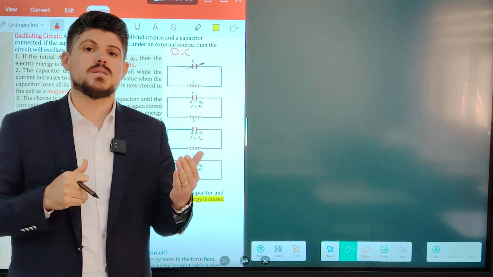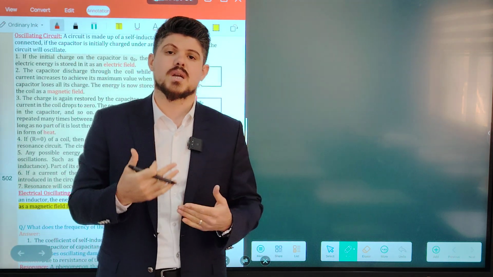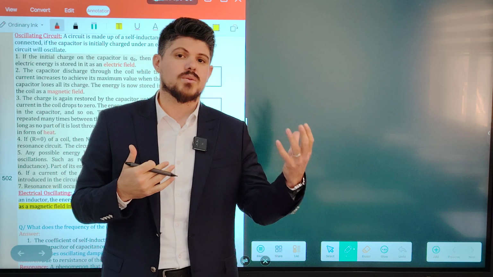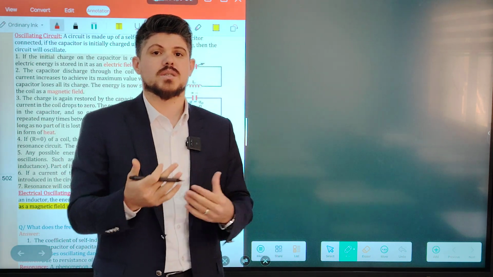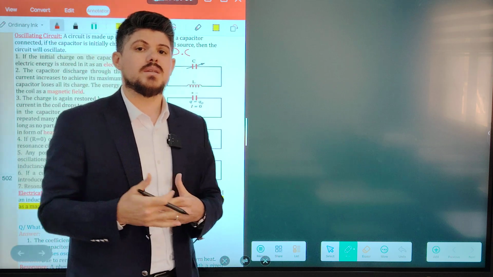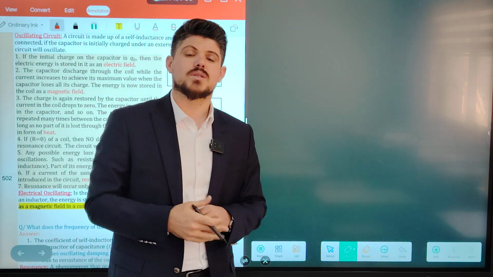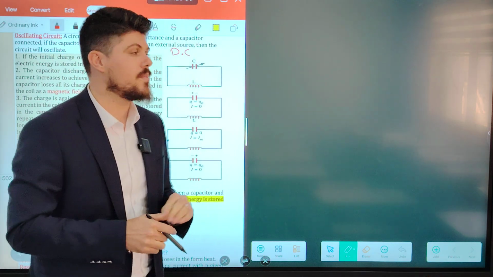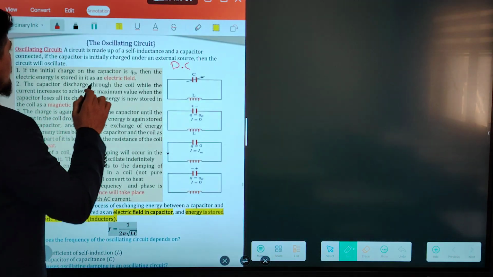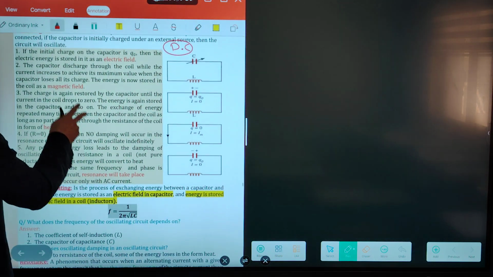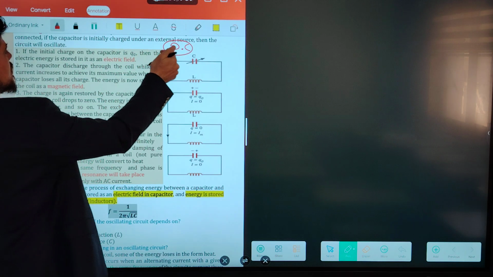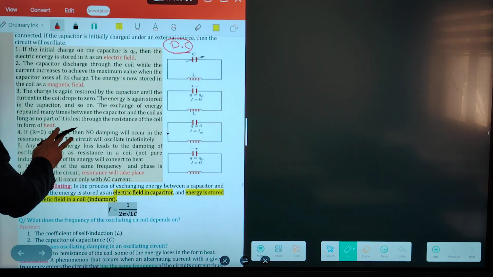The capacitor can be charged only by a DC source, not an AC source. Because in an AC source the magnitude and direction of the current change continuously, the capacitor becomes charged and discharged, charged and discharged. So we cannot get a maintained charged capacitor by AC. That is why it should be DC. It's better to write down DC here instead of external source. The external source here means a DC source, okay?